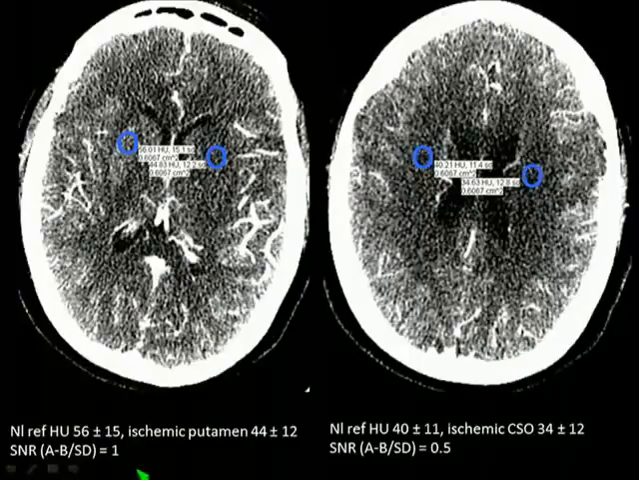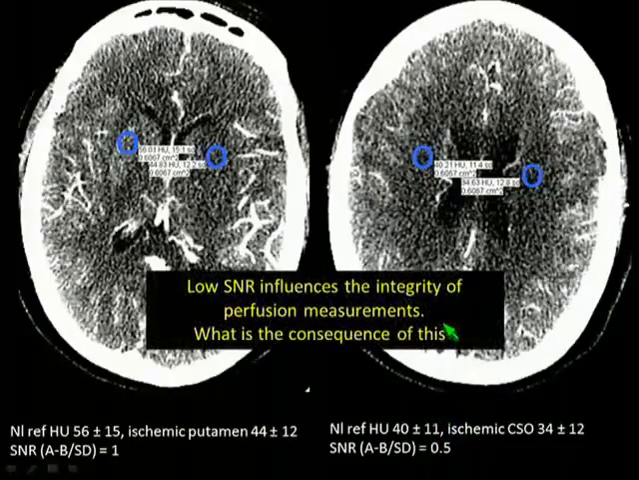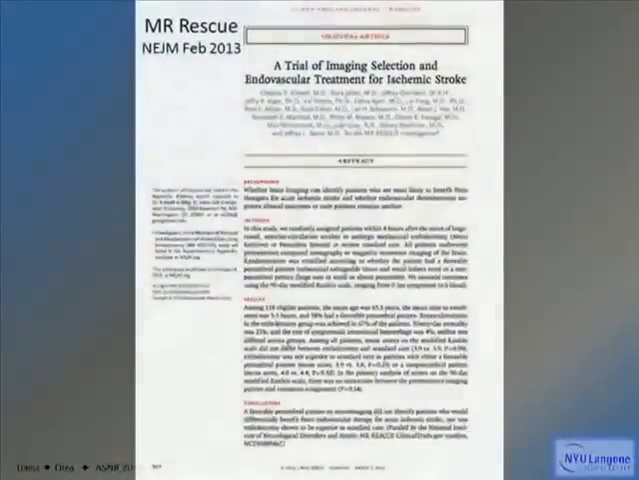Ischemic tissue versus normal tissue versus noise. Up in the centrum semiovale, in the white matter that is ultimately going to infarct, we have a signal to noise ratio of 0.5. Low signal to noise ratio influences the integrity of perfusion measurements. So what is the consequence of this? And this is the consequence.